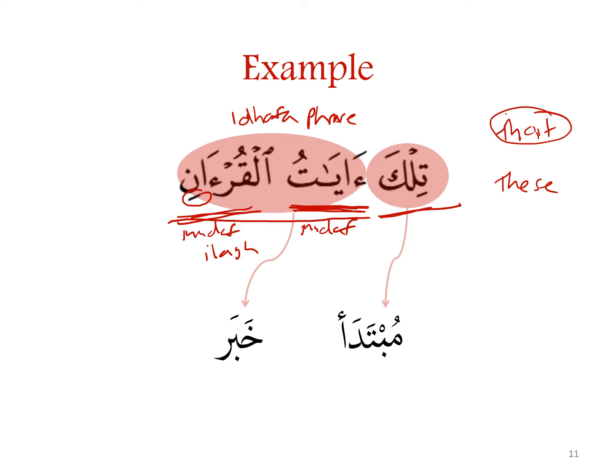It would be incorrect to use the plural form of the ism ishara here, because we're referring to a broken plural, which is treated as a singular feminine. So even though we translate it as these are the verses of the Qur'an, we use the singular feminine ism ishara. And that's the mubtada. The whole phrase is the khabar.